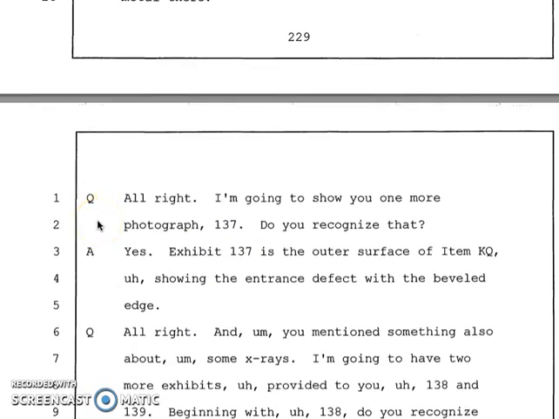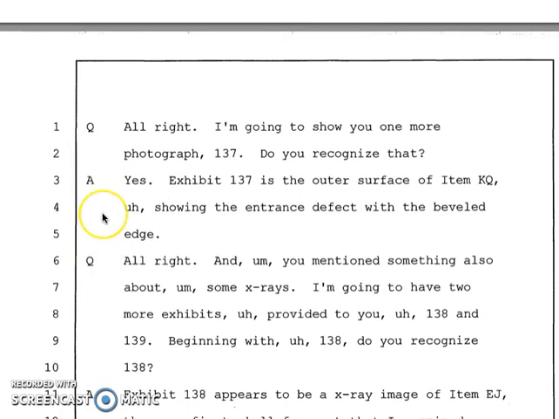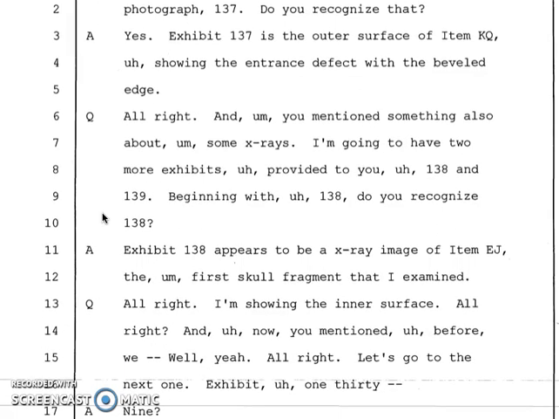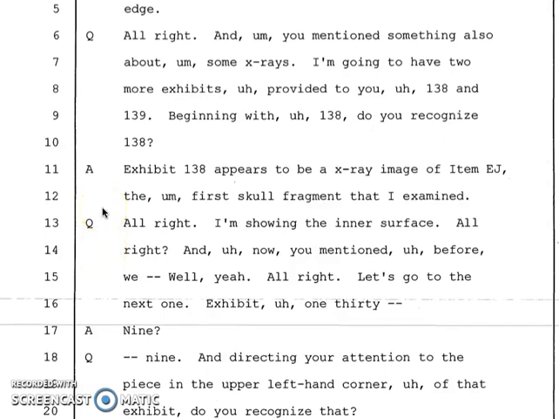All right, I'm going to show you one more photograph, 137. Do you recognize that? Yes, Exhibit 137 is the outer surface of item KQ, showing the entrance defect with the beveled edge. All right, and you mentioned something also about some x-rays. I'm going to have you have 2 more exhibits provided to you, 138 and 139. Beginning with 138, do you recognize 138? Exhibit 138 appears to be an x-ray image of item EJ, the first skull fragment that I examined.